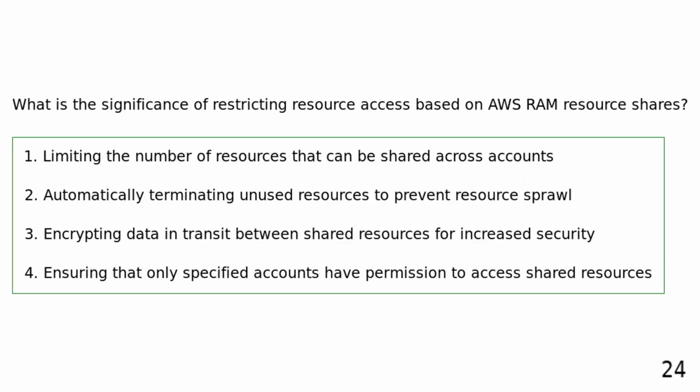What is the significance of restricting resource access based on AWS RAM resource shares? Limiting the number of resources that can be shared across accounts. Automatically terminating unused resources to prevent resource sprawl. Encrypting data in transit between shared resources for increased security. Ensuring that only specified accounts have permission to access shared resources.